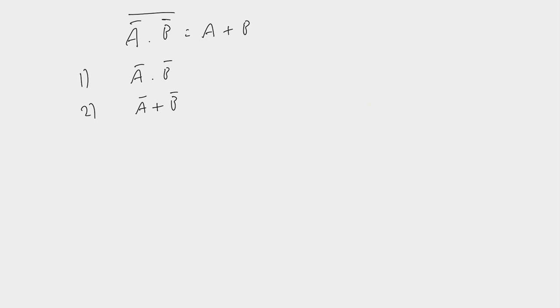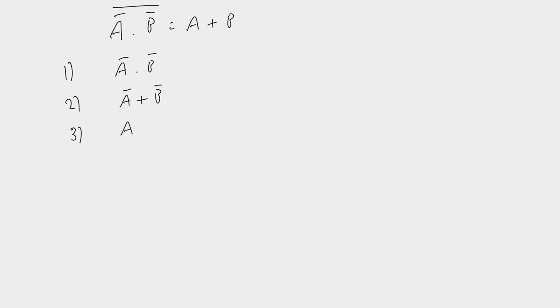And then the final stage is to knot the individual terms. So A becomes not A, and B becomes not B. So there we have it. We've simplified our expression. Next, we're going to apply De Morgan's law to a more complicated expression.